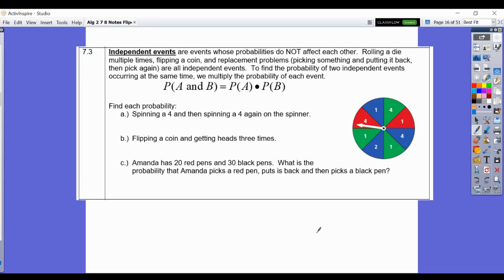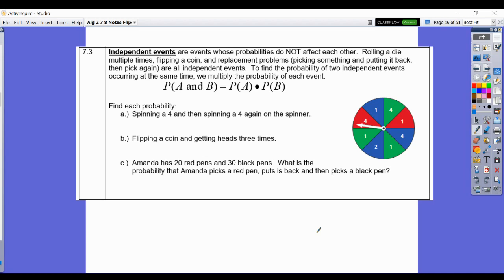Algebra 2, Lesson 7-3, Independent and Dependent Events. Sometimes in probability, we look at more than one event at a time, and sometimes they happen independently of each other, and sometimes the second event will depend on what happened on the first one. So that's a quick overview. Now we're going to talk about each of those in more detail.